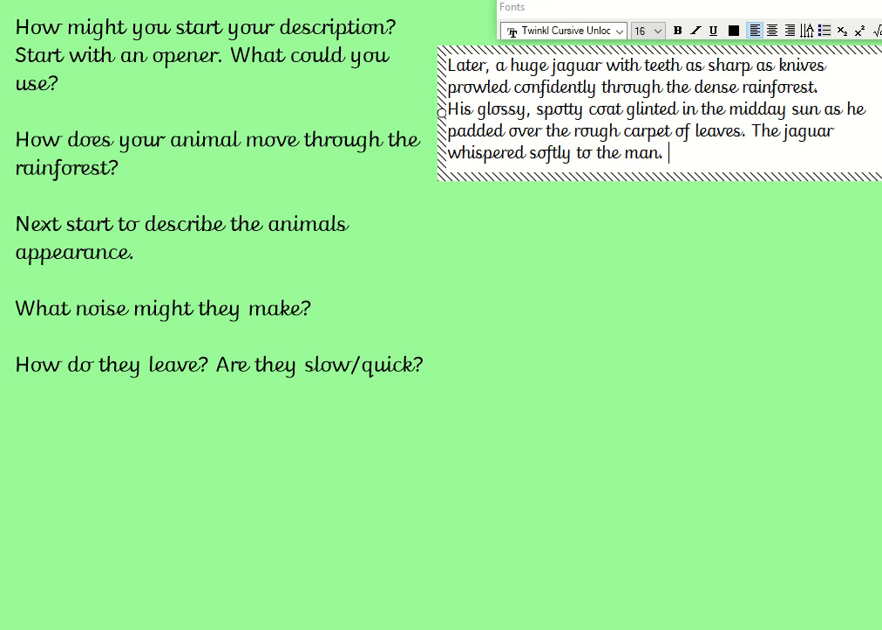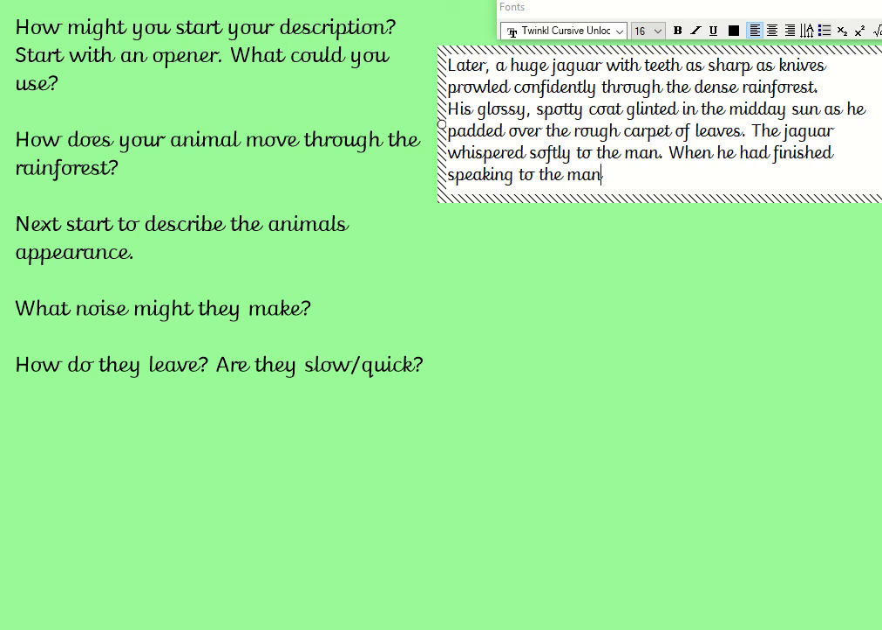Is he racing away? Is he scampering away? And for my jaguar, I know that he's confident, he's padded, he's quite slow in his movements because he's very sure of himself. Okay, so when he had finished speaking to the man, I'm not going to use whispering again because I don't want to use whisper twice so close to each other. So when he had finished speaking to the man, the jaguar walked slowly away.